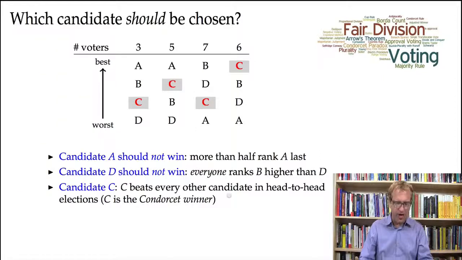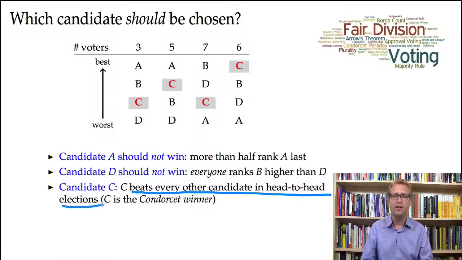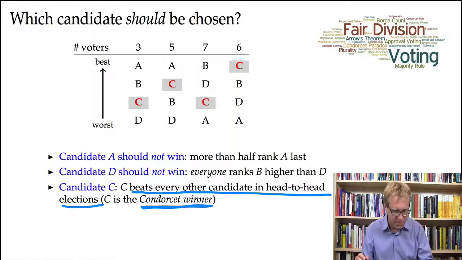We're going to start with Condorcet. What Condorcet noticed is that candidate C beats every other candidate in a head-to-head election. Any candidate that satisfies this property is what's called a Condorcet winner. So let's see what I mean by that.